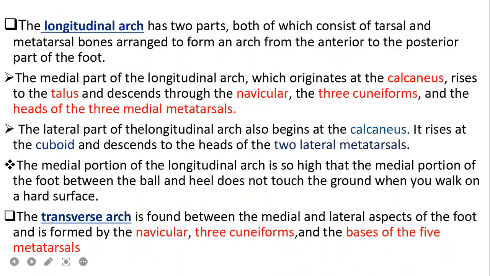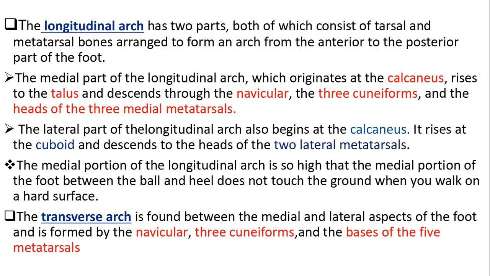The longitudinal arc has two parts, both of which consist of tarsal and metatarsal bones arranged to form an arc from the anterior to the posterior part of the foot. The medial part of the longitudinal arc, which originates at the calcaneus, rises to the talus and descends through the navicular and the three cuneiform bones, and the heads of the three medial metatarsals. So this is the point where the medial part of the longitudinal arc originates and ends.